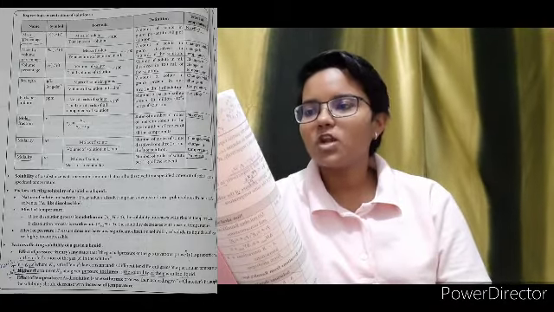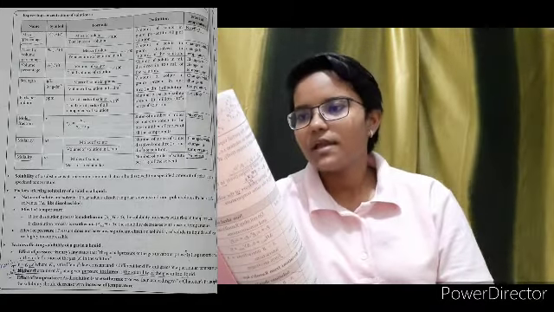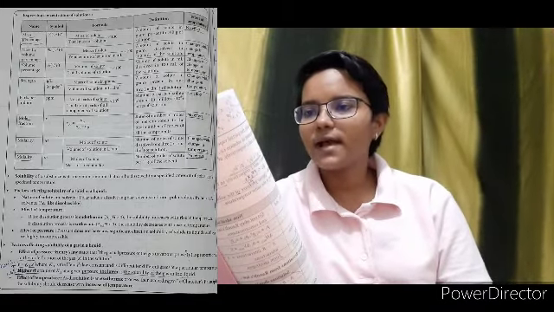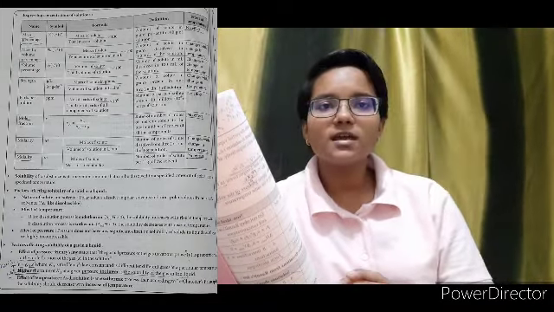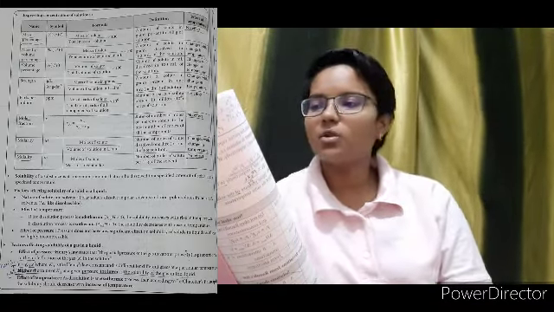Mass by volume percent, percentage W upon V. Mass of solute upon total volume of solution in ml into 100. Amount of solute in grams dissolved in 100 ml of solution. Changes with change in temperature because volume is contained in this formula.